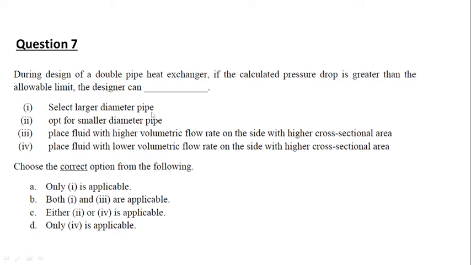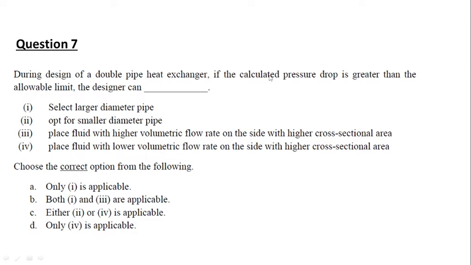Here, if the calculated pressure drop is greater than the allowable pressure drop, we can either route the fluid with higher volumetric flow rate through the side with higher cross sectional area, or we can use a larger diameter pipe. In both cases the fluid velocity decreases, so the calculated pressure drop can be reduced.